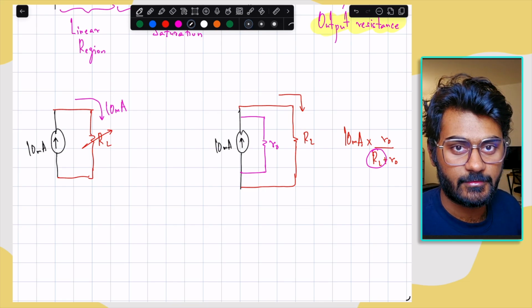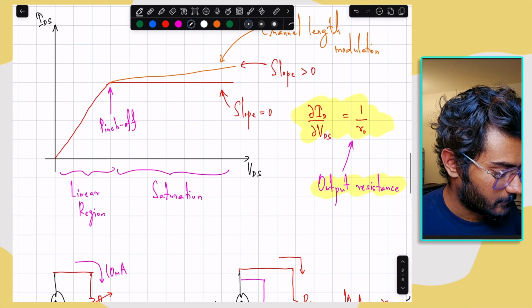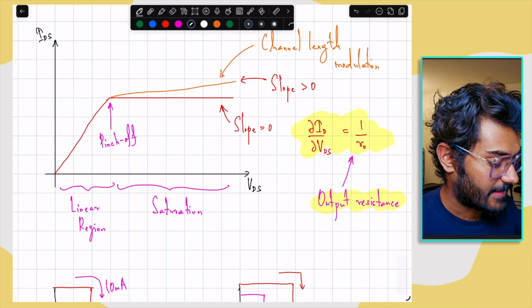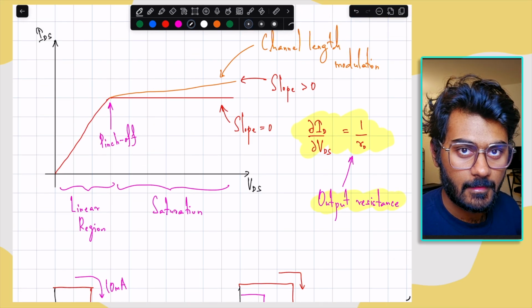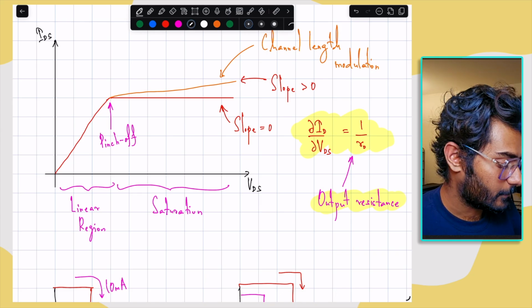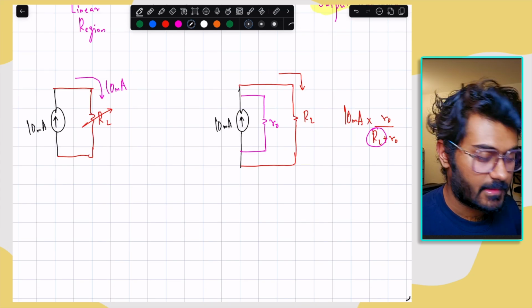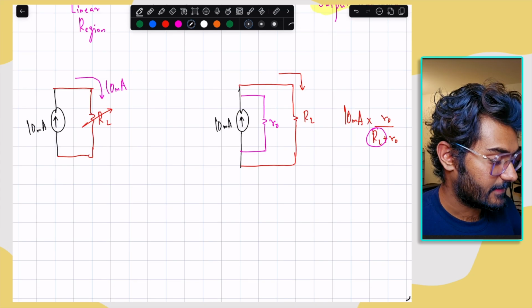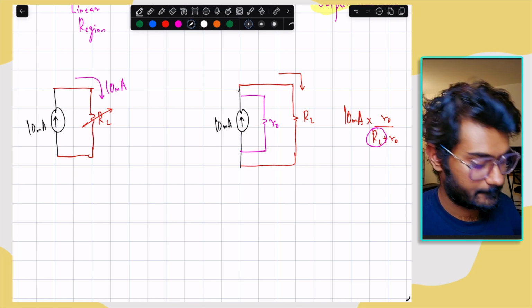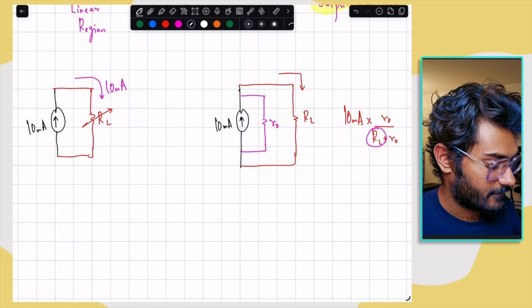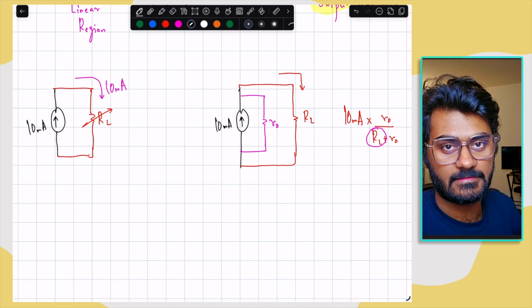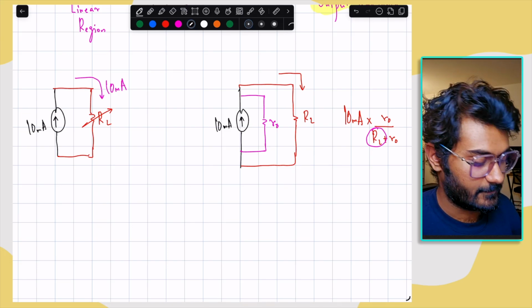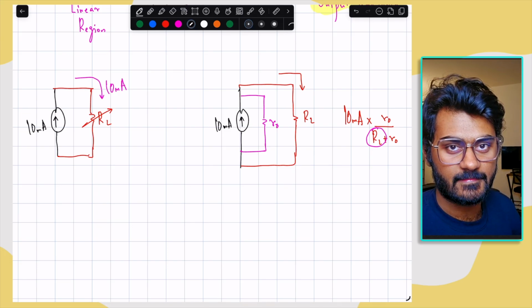Ideally, the output resistance should have been infinite, that is, the slope should have been 0. But because of channel length modulation, we have a positive slope, which results in this finite output resistance, because of which the current delivered to the load depends on the load tied to this current source. Now let's look at two simple circuits to understand the impact channel length modulation has on their performance. The first circuit is a simple current mirror.